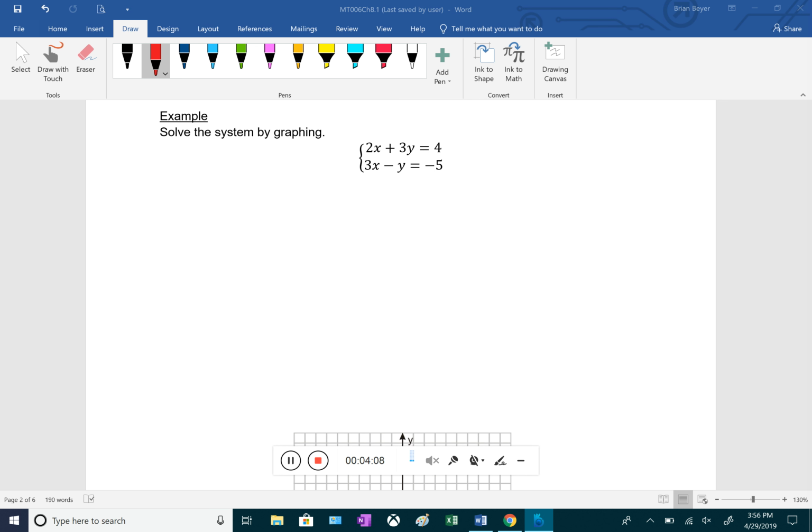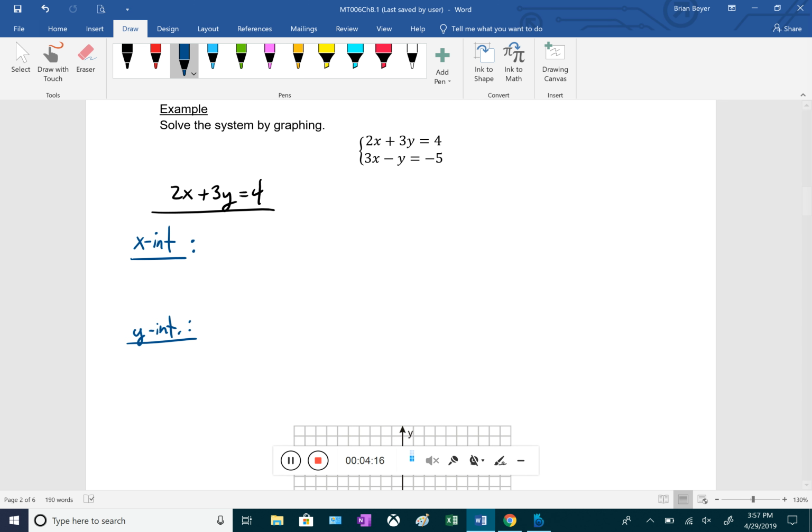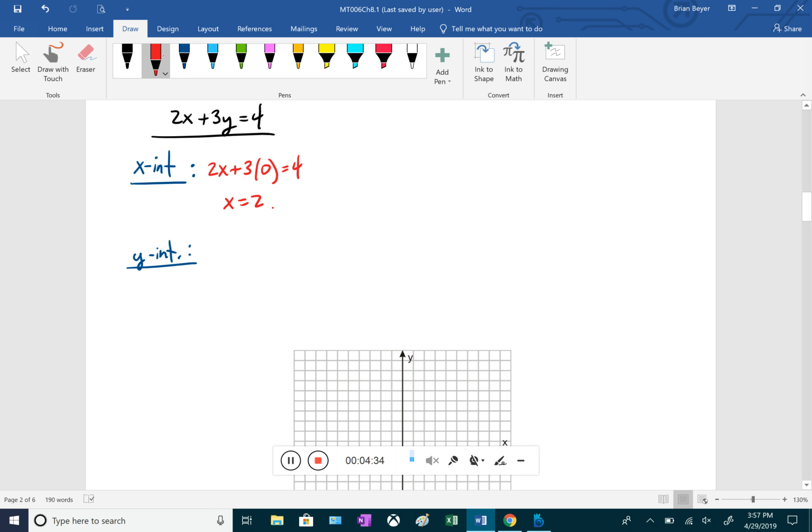Let's solve this using intercepts. Let's do the first equation, 2x plus 3y equals 4. Finding the x-intercept means we're going to let y equal 0. Solving that for x, we get 2x equals 4, which gives us x equals 2. Now finding the y-intercept for it, that means we're going to let x equal 0.